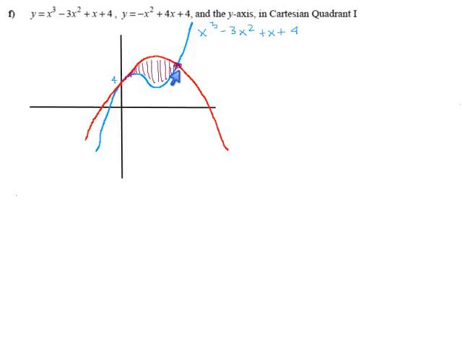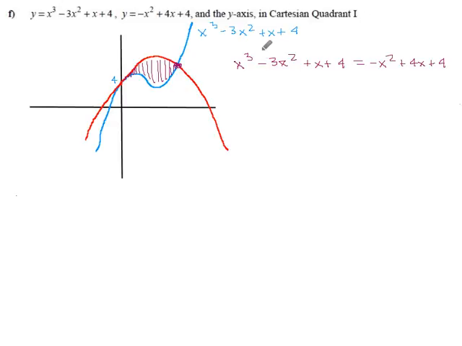Where is that point? Well, it's the point where x cubed minus 3x squared plus x plus 4 is equal to minus x squared plus 4x plus 4. It's where blue curve equals red curve. So can we solve this? It's a cubic, which means it can get a little challenging, but let's at least get it equal to 0, because that's a good place to start with polynomial equations.